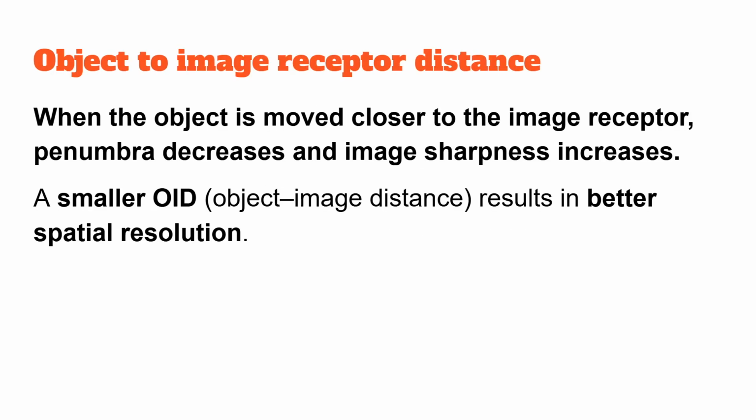The object to image receptor distance, this is your OID. When the object is moved closer to the image receptor, penumbra decreases and image sharpness increases. If you're noticing a trend here, when the penumbra is going down, your sharpness is going up. A smaller OID, a smaller object to image distance, results in better spatial resolution.